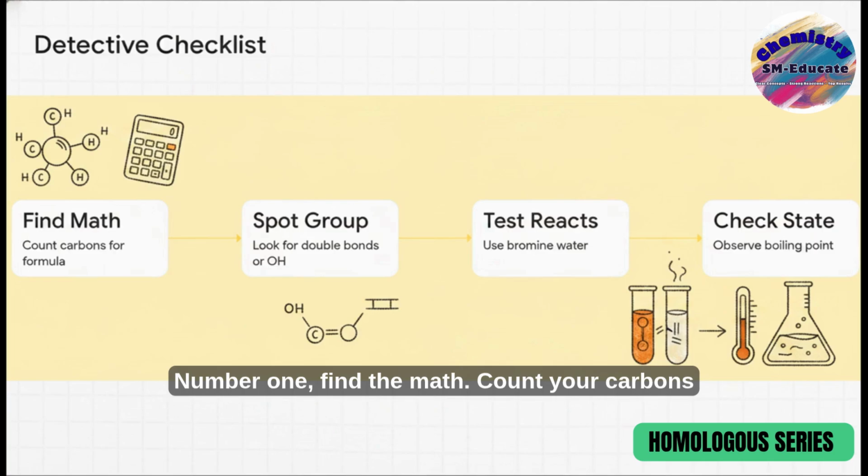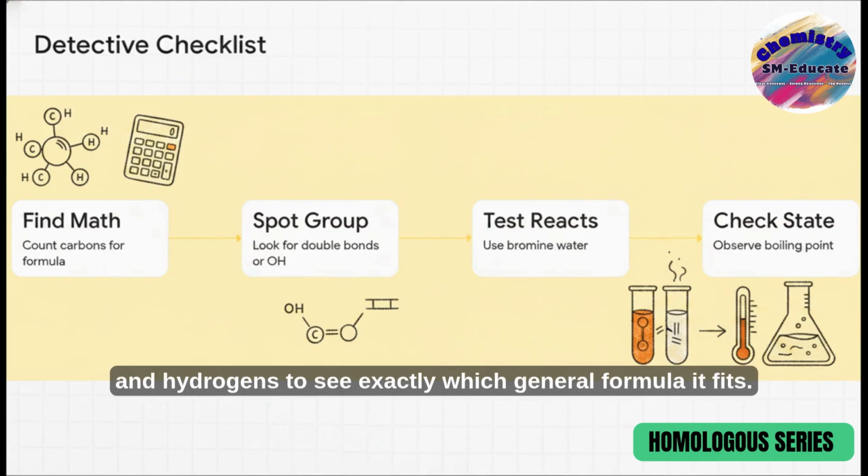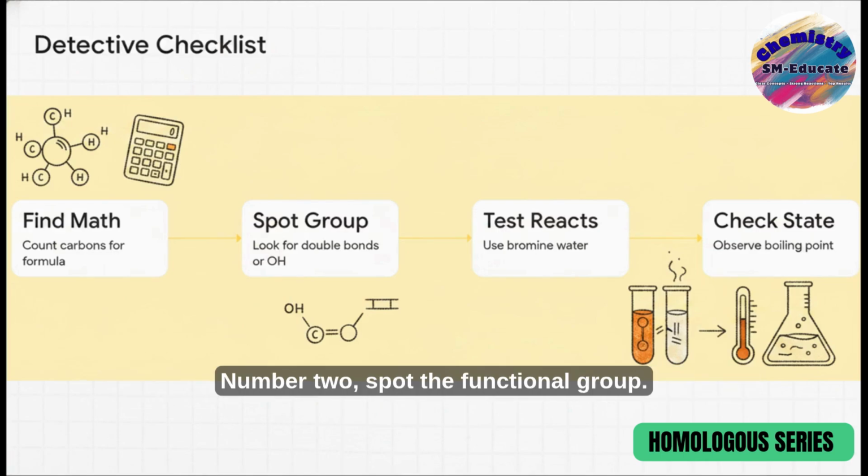Number 1, find the math. Count your carbons and hydrogens to see exactly which general formula it fits. Number 2, spot the functional group. Does it have an OH or maybe a double bond? Number 3, test the reactivity.